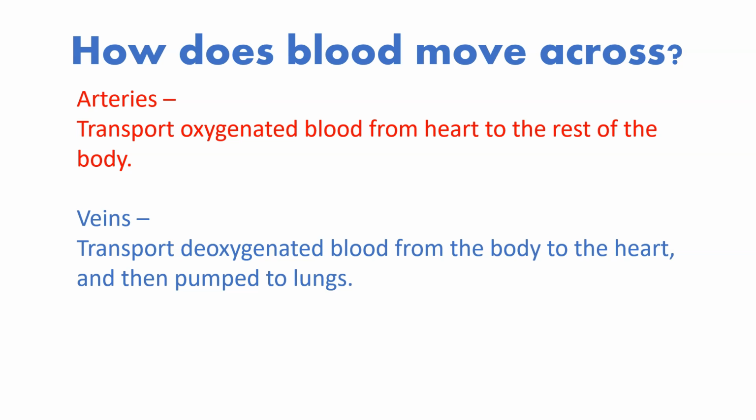So how does blood move across the body? The heart pumps the blood, but it has different blood vessels that form the circulatory system. The circulatory system comprises arteries, veins, and capillaries, which we'll be looking at very soon. Arteries transport oxygenated blood from the heart to the rest of the body, and veins transport deoxygenated blood from the body to the heart, and then it is pumped to the lungs. So arteries and veins are completely opposite. They have opposing functions and opposing structures as well.